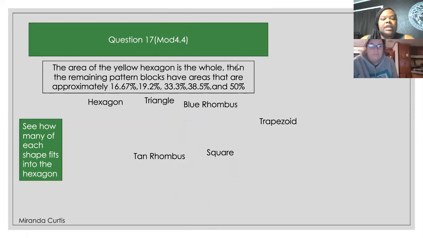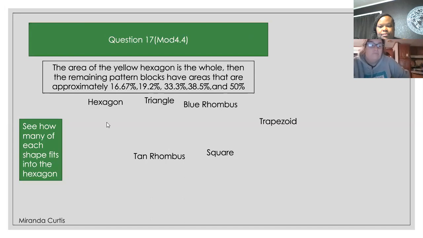Miranda, question 17, mod 4.4. The area of the yellow hexagon is the whole. Then the remaining pattern blocks have areas that are approximately 16.6%, 19.2%, 33.3%, 38.5%, and 50%. So what we're looking to see is if these shapes will fit into our hexagon.